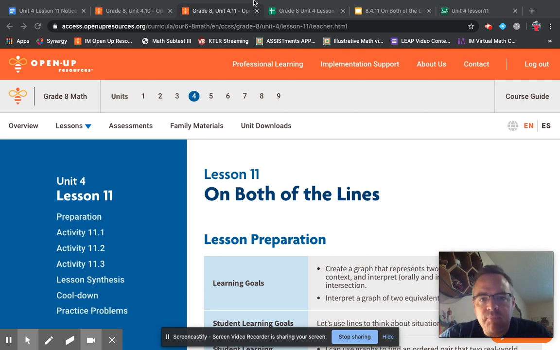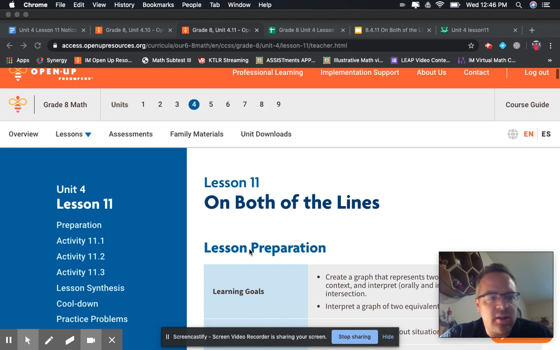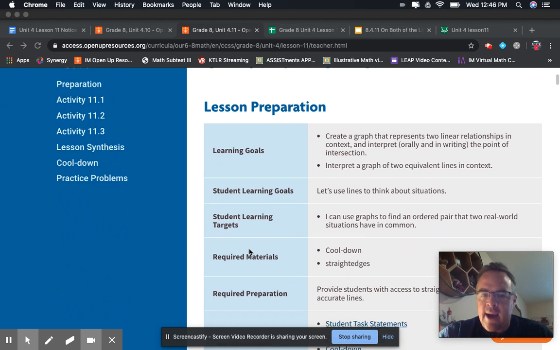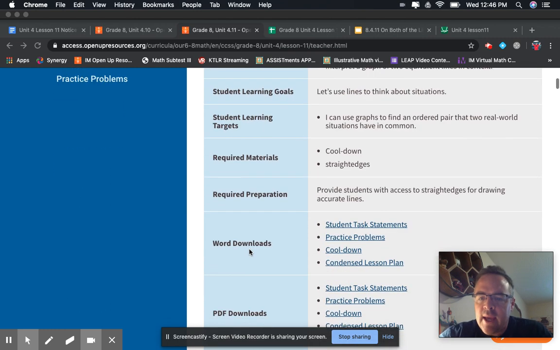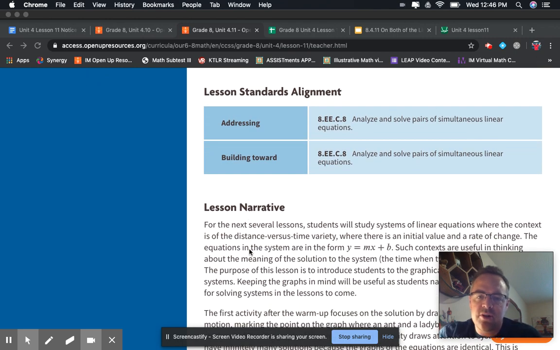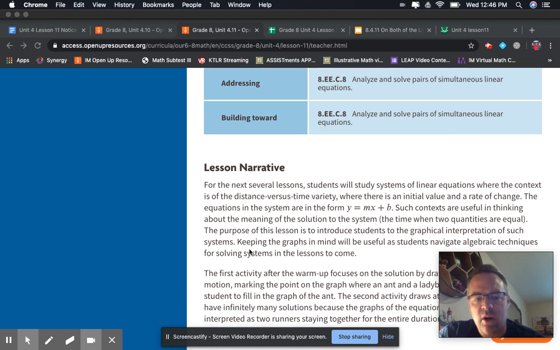So first of all, I'm going to look here. Here's the lesson. This is on the website, Unit 4, Lesson 11, on both of the lines. As you can see, students are going to create a graph, and they're going to interpret the graph of the equivalent lines and look at a real-world context here. And also, I want to share some tips that I have about this lesson that can work with other lessons as well.